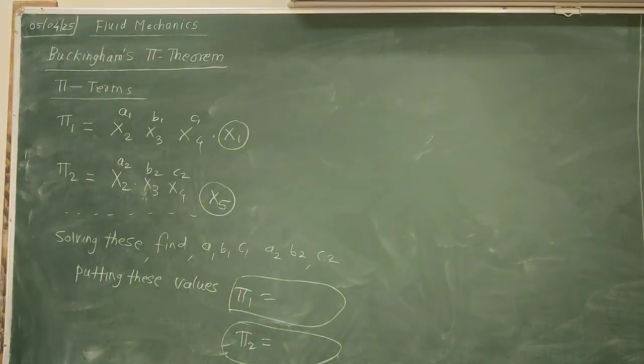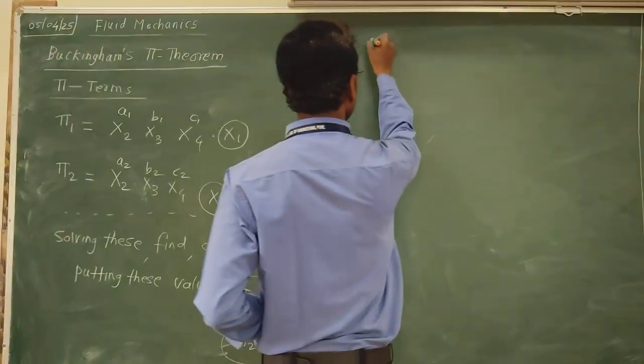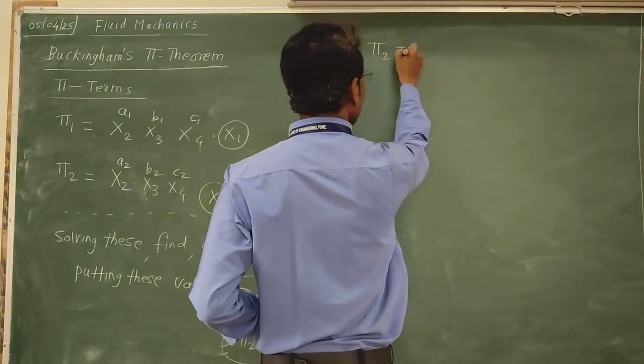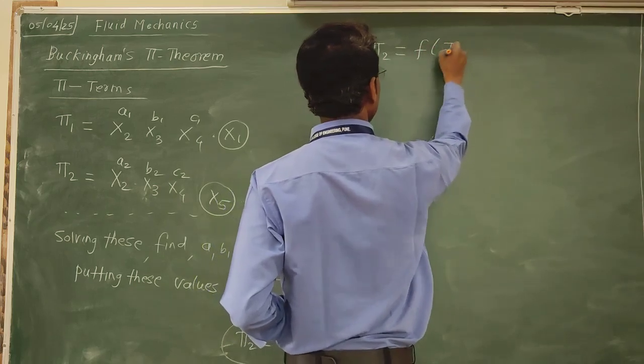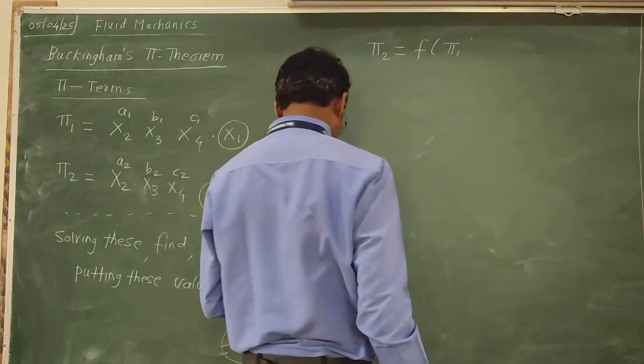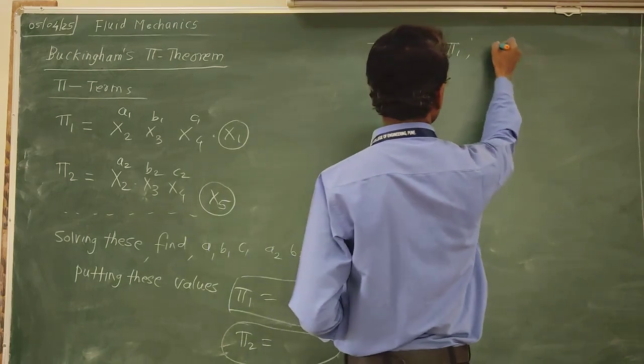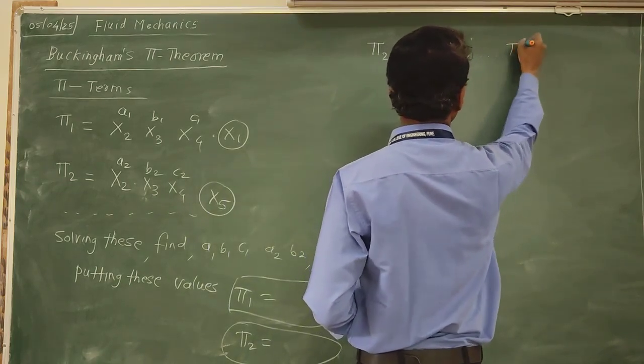Now we have to write the relation among these terms: how one pi term will be a function of another pi term.